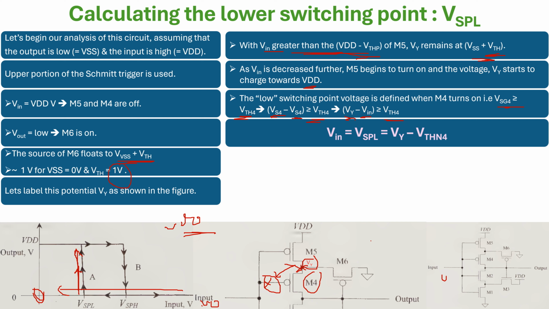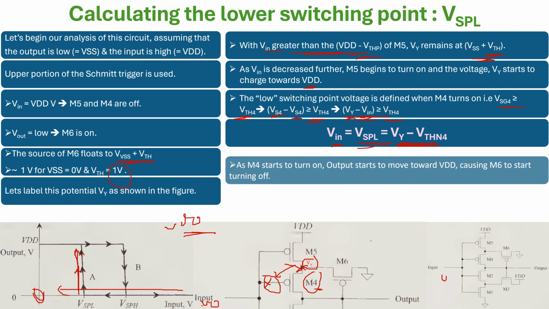Just rearranging, Vin is equal to VY minus VTH4. That we call VSPL, the lower switching point. The output is switching high, but the input is at the lower of the two switching points, right? Vin is equal to VY minus VTH4. Remember, we'll do some more exercises later.